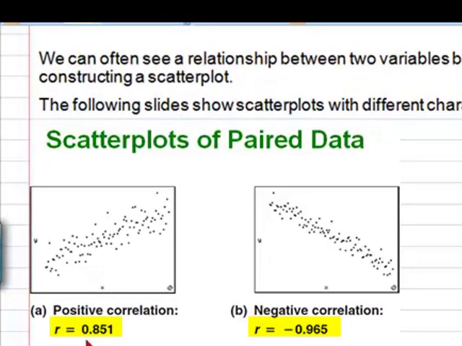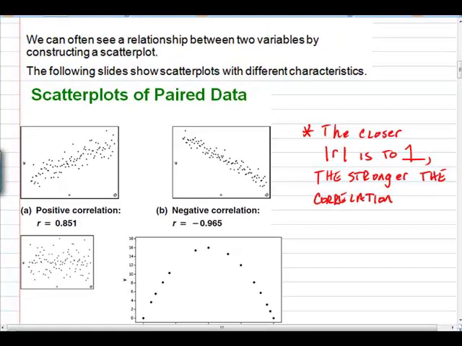Look at this R value. When there's a positive correlation, R will be positive. When there's a negative correlation, R will be negative. And the closer R is to 1, the stronger the correlation is. Okay, the closer the absolute value of R is to 1, the stronger the correlation is. If this number is negative, that means that we have a negative correlation, meaning that the slope of this line would be going down. It would be negative.